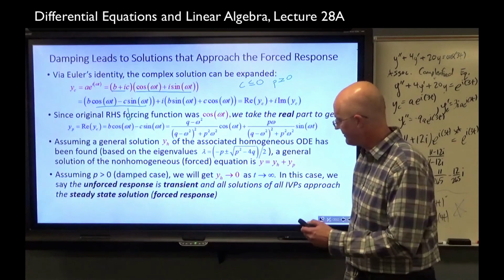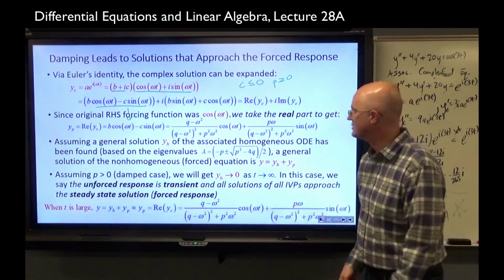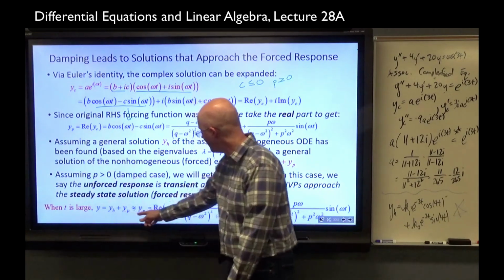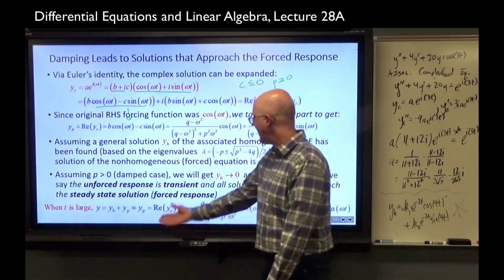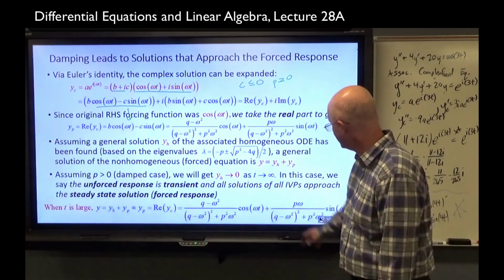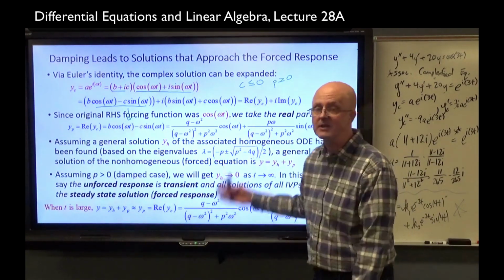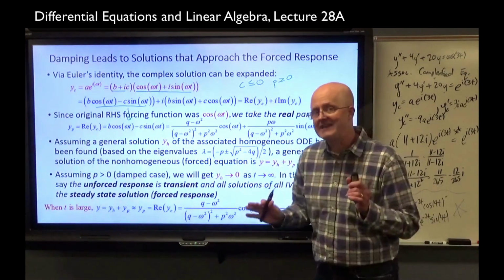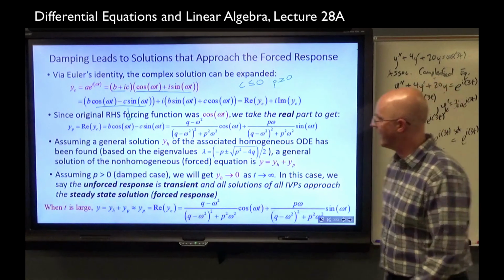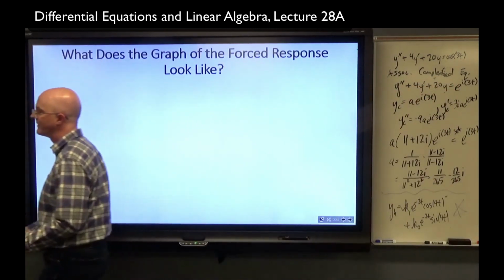It's also called the forced response. When t is large, we can say y, no matter what initial conditions you have, is approximately yp. How good is the approximation? It depends on how big t is and the values of these other things, what the initial conditions are. This is a vague statement, but we're okay with it. All solutions approach the forced response as t gets larger and larger.